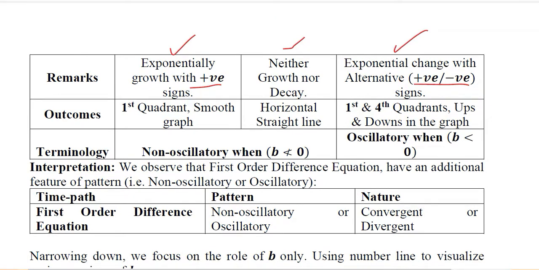So if we have positive sign throughout, the graph will remain in the first quadrant and it will remain smooth, as compared to the third column, where the graph will go into the fourth quadrant as well, above and below.